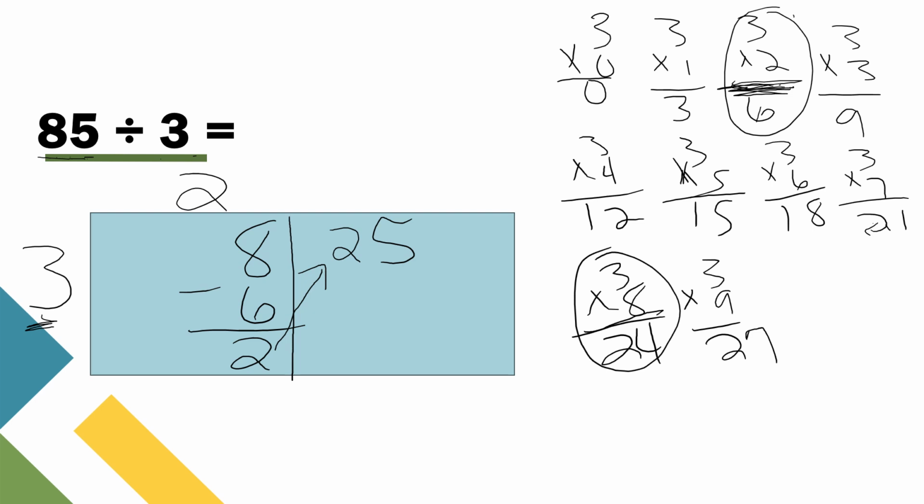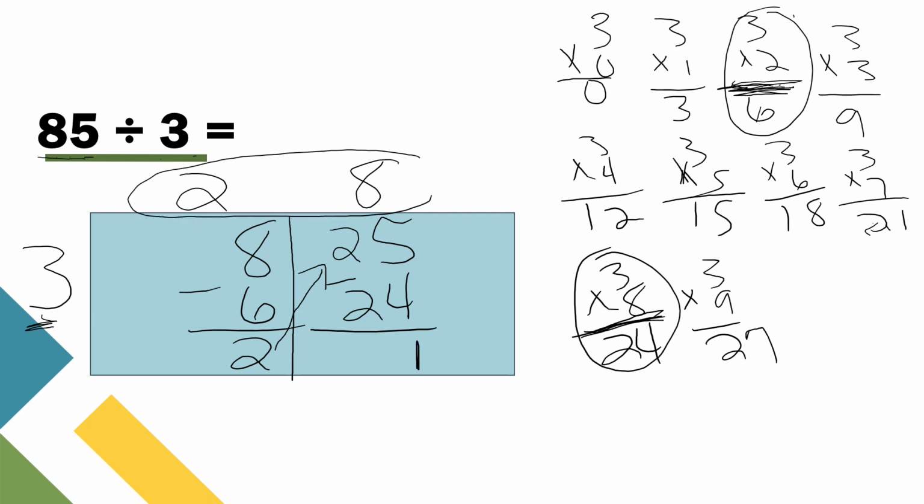What's touching the top of my line? So 8 touches the top of my box. What's at the bottom of my line? So 24 goes at the bottom of my box. Subtract, and that's 1. So my answer is 28. However, I had something left this time, so I have to show that in my answer, remainder 1. R stands for remainder. Remainder means leftover. All right, let's try another one.